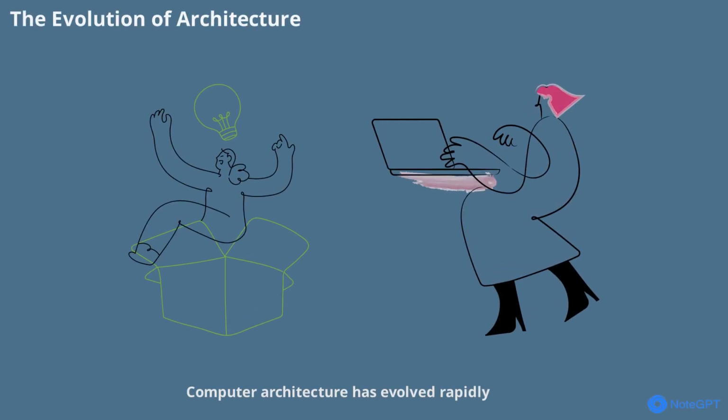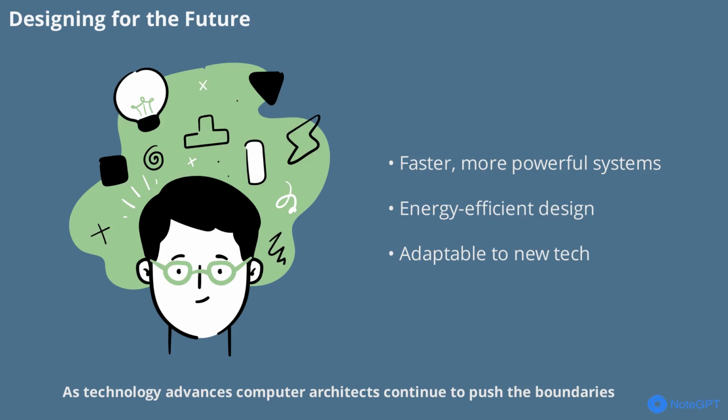Computer architecture has evolved rapidly from simple single-core systems to today's multi-core AI-powered devices. Each generation brings new innovations, making computers faster, smarter, and more efficient than ever before. As technology advances, computer architects continue to push the boundaries. They design systems that are not only faster and more powerful but also more energy efficient and adaptable to new challenges like AI and cloud computing.